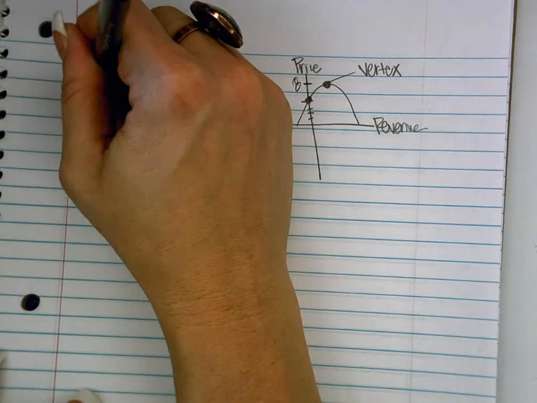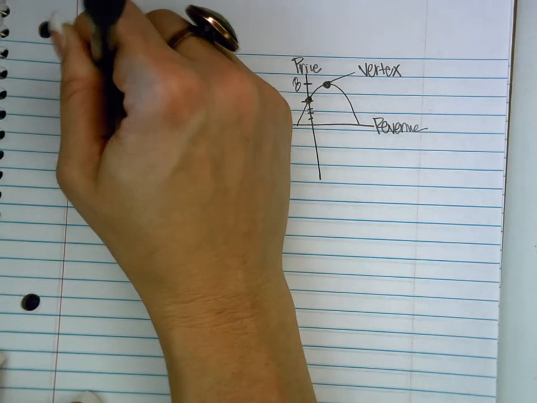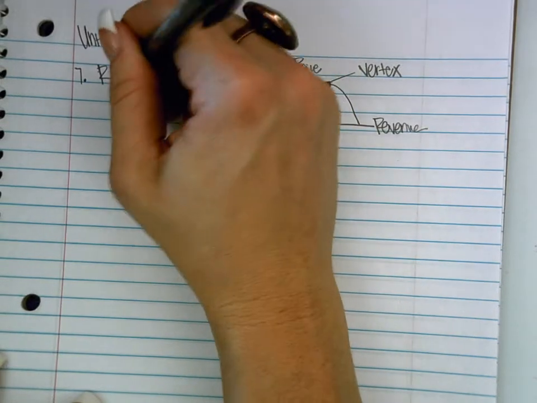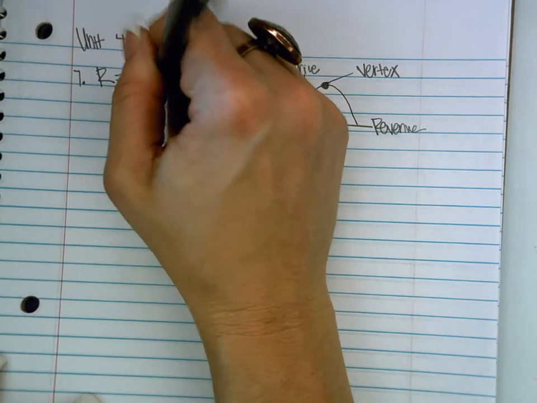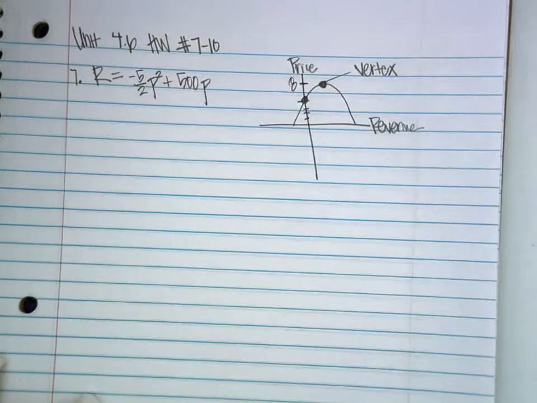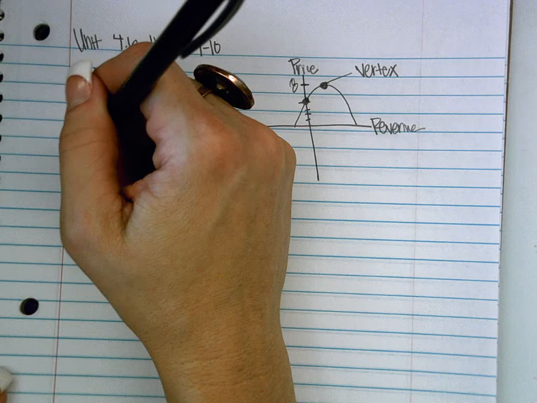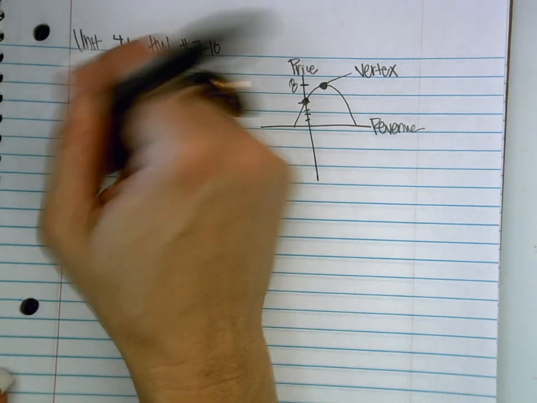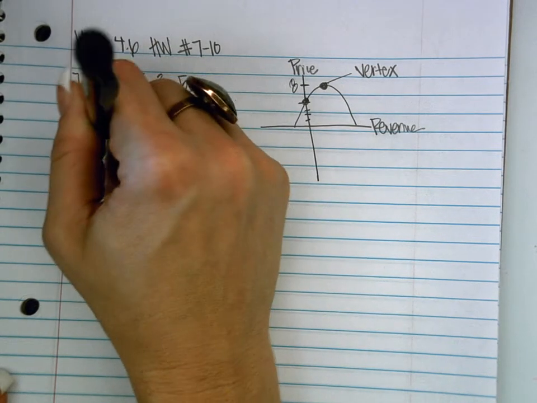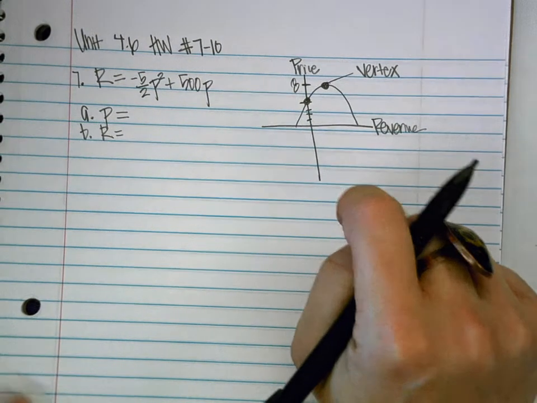It gives you the equation. It says the revenue R made selling phones at price P can be modeled by R equals negative 5 over 2 P squared plus 500P. What we're trying to find is A, what is the price that will maximize the company's revenue? And B, what is their maximum revenue? So I want to figure out what the vertex is, essentially.